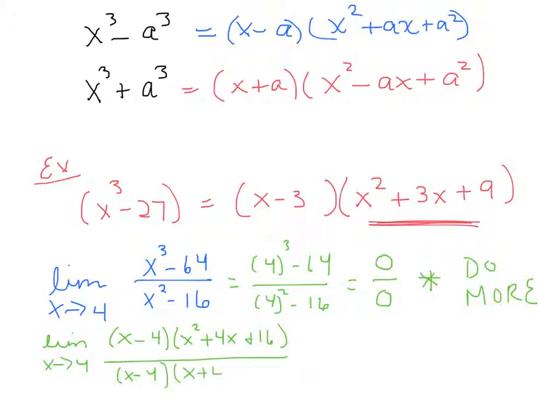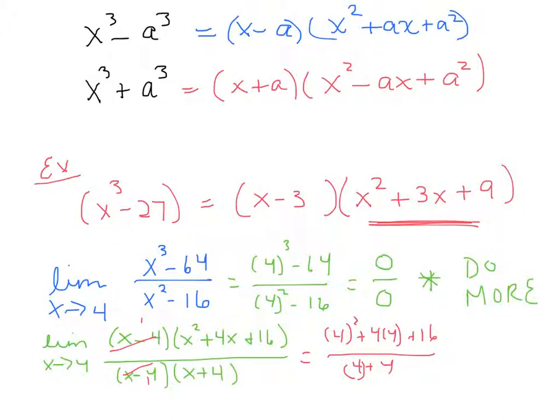And now I notice that the thing that was causing me a problem was when I substituted 4 in. Well, now when I take this expression, I notice I have a common factor of x minus 4. That means that I can factor out the issue that was causing me problems. And now I can complete my direct substitution. So now I'm going to get 4 squared plus 4 times 4 plus 16 all over 4 plus 4.